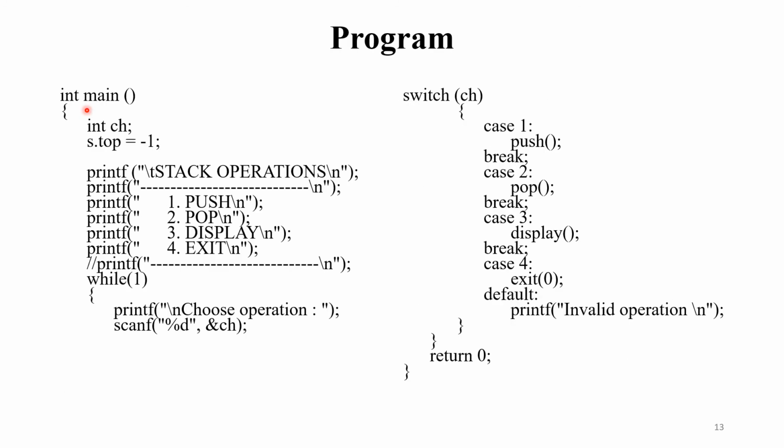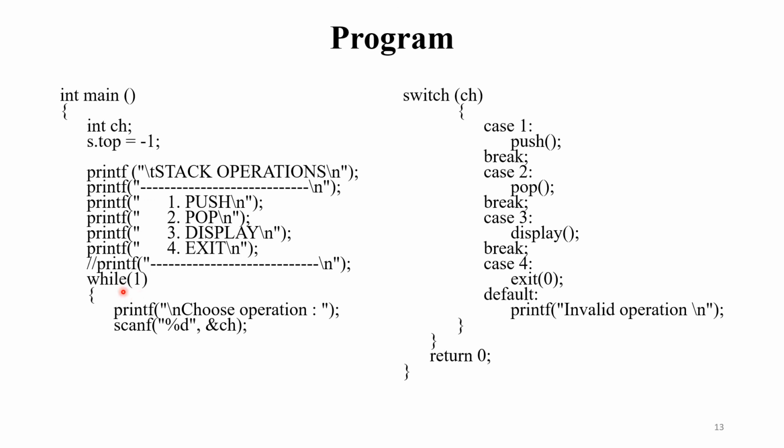Next is the main function, that is int main. Here we define the switch case. We initialize a variable, that is ch, to choose operations like push, pop, display. Then we define top = -1. Then printf stack operations: printf first is push, second is pop, third is display, and fourth is exit. So here we choose these four operations using a switch case.